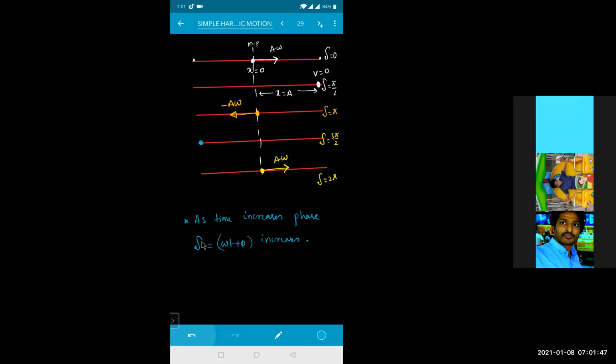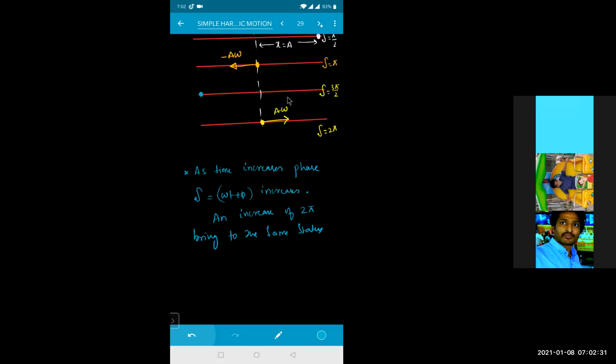So I can say that an increase of 2 pi, from 0 to 2 pi, brings the particle back to the original position. Where did it start? At the origin, and finally we are coming back to the origin. So an increase of 2 pi brings it to the same status. That means the status at 0 is x equal to 0, mean position. At angle 2 pi also the status is the same, and the velocity is again positive. Is that clear?